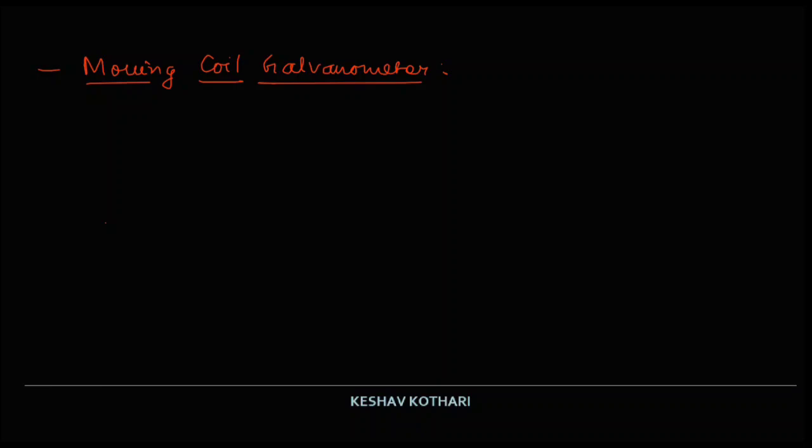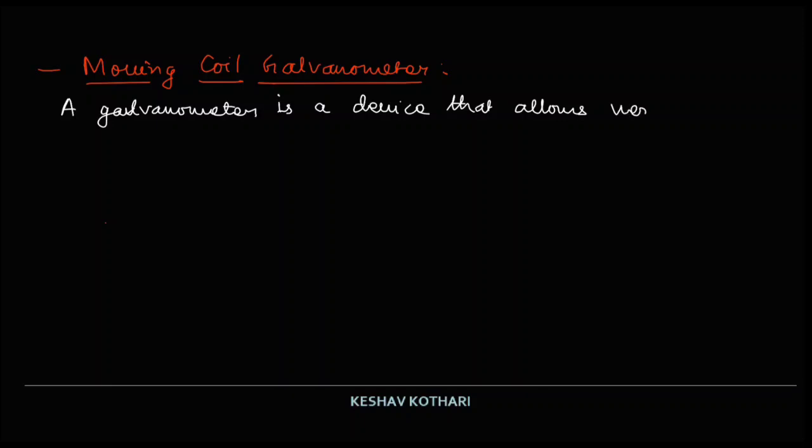So first things first, if the question is asked what is a galvanometer, we define it in this way: a galvanometer is a device that allows a very feeble current to pass through it.